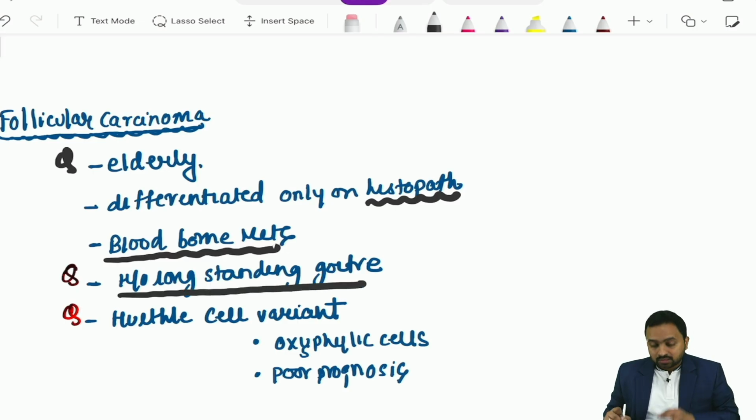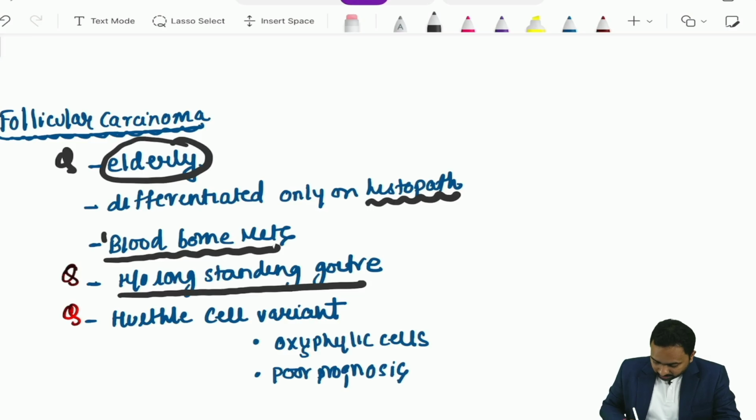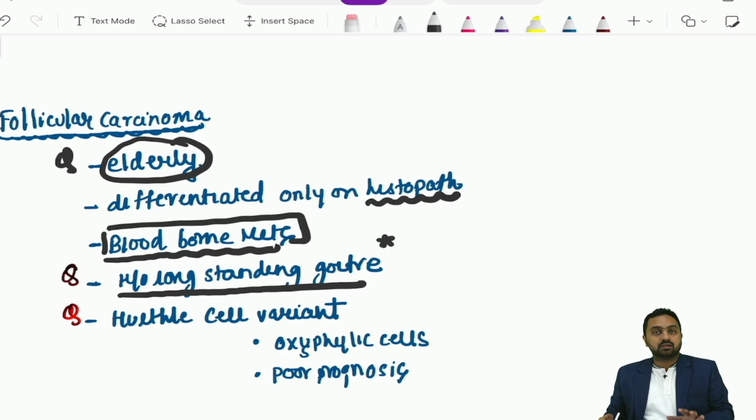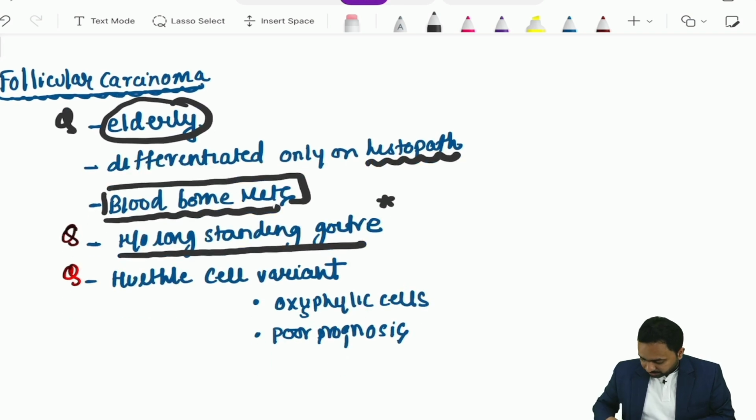long-standing goiter. Now, these are a few clinical points which will help you to clinch the diagnosis of follicular carcinoma in your clinical scenario: an elderly patient having a blood-borne metastasis and a history of long-standing goiter. Then they have a Hurthle cell variant, which usually has a poor prognosis and has the presence of oxyphilic cells.